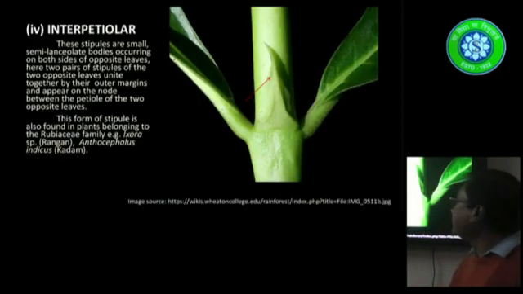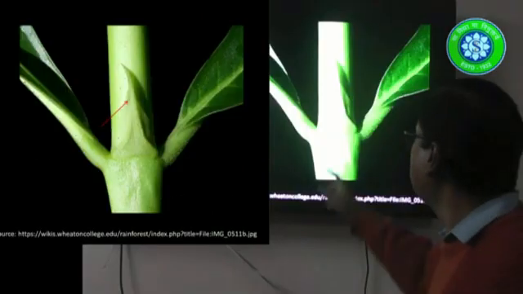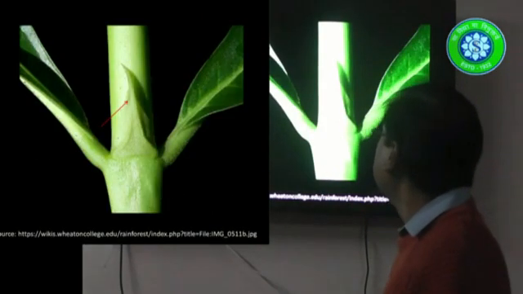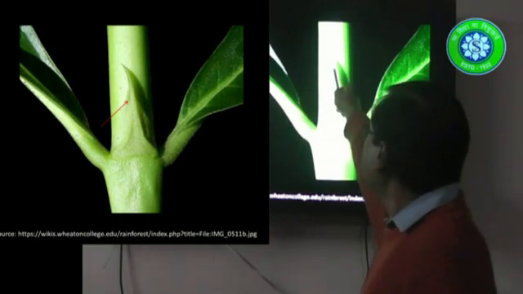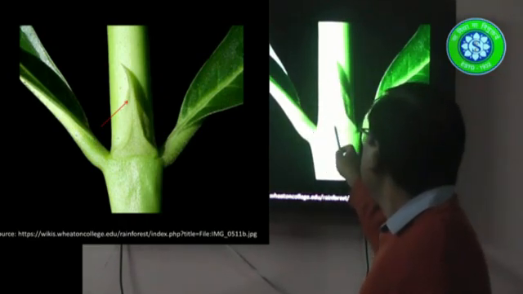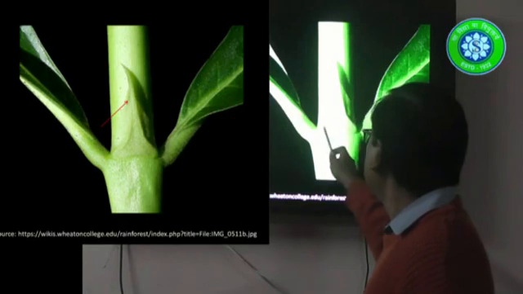The next type is the interpetiolar type. These stipules are small, semi-lanceolate bodies occurring on both sides of opposite leaves. Here, two pairs of stipules of two opposite leaves unite together by their outer margins and appear on the node between the petioles of two opposite leaves, as we can see here. This is the stipule intermediate between the two opposite leaves.